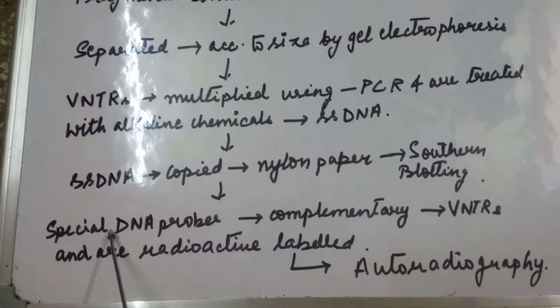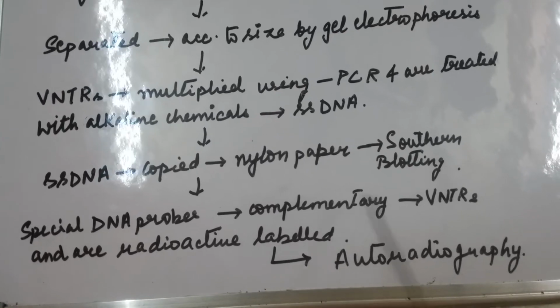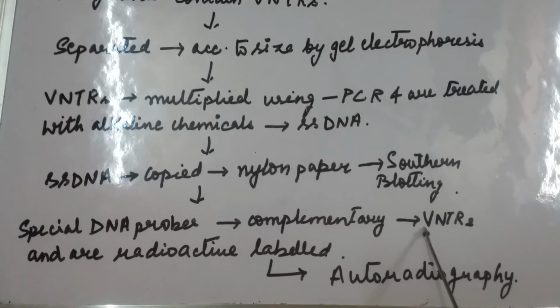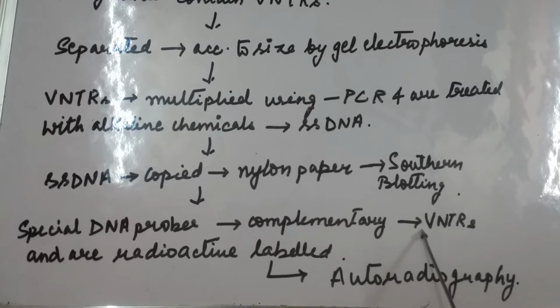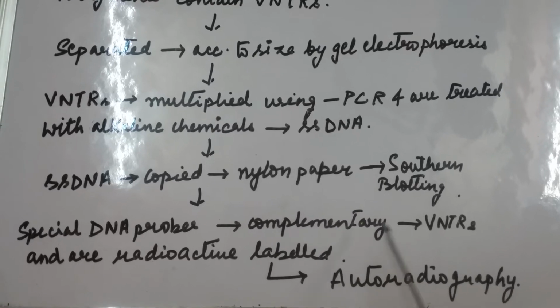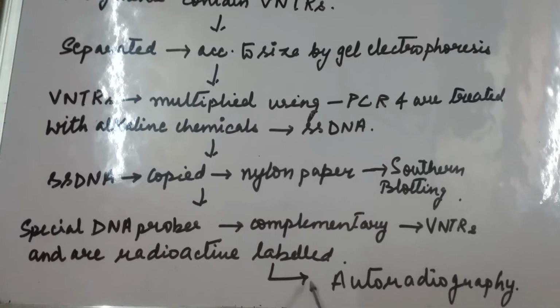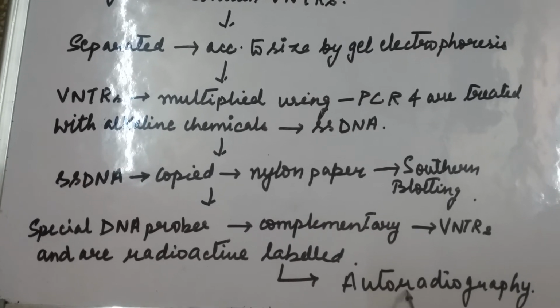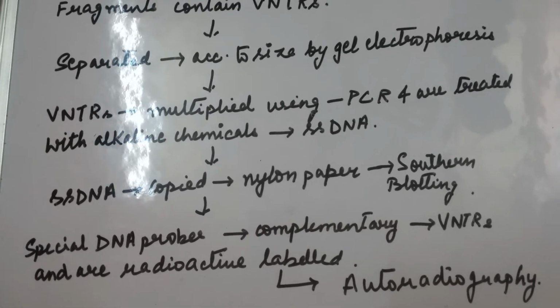A few special DNA probes are made in the lab which are complementary to these VNTRs, and these are radioactively labeled. These hybridized DNA fragments, that is the VNTRs with the radioactive special DNA probes, are then detected using the technique known as autoradiography.